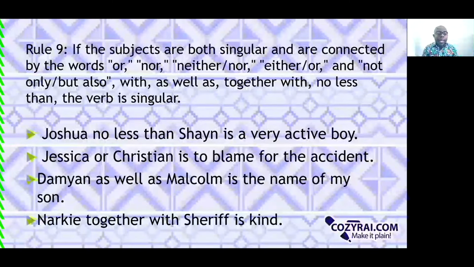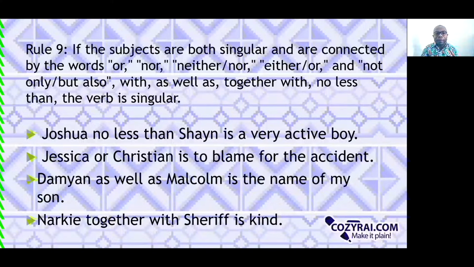Number 3, Damien as well as Malcolm is the name of my son. So Damien, one singular, as well as joining Malcolm, another singular, the verb should be singular. Then the last one, Naki together with Sharif is kind. Two persons, singular, singular, joined with together with, the verb should be singular. So Naki together with Sharif is kind.